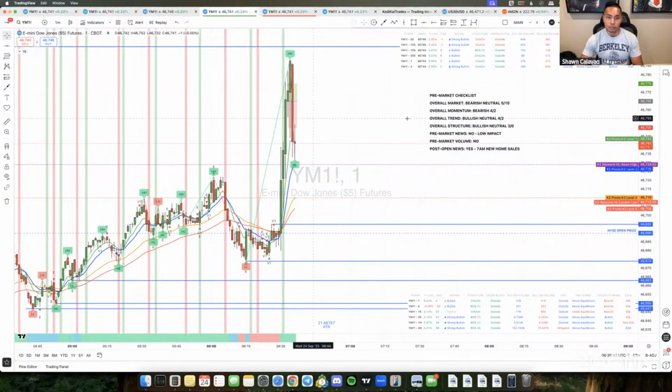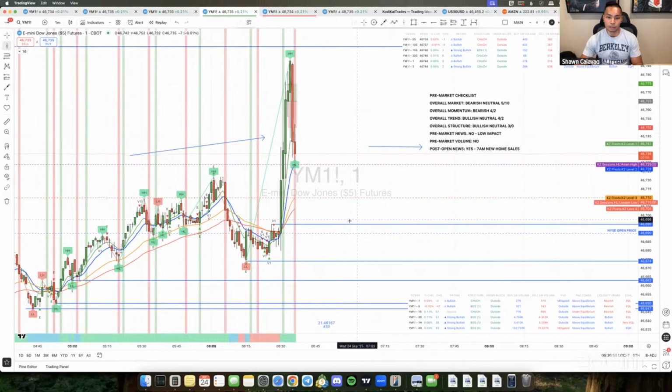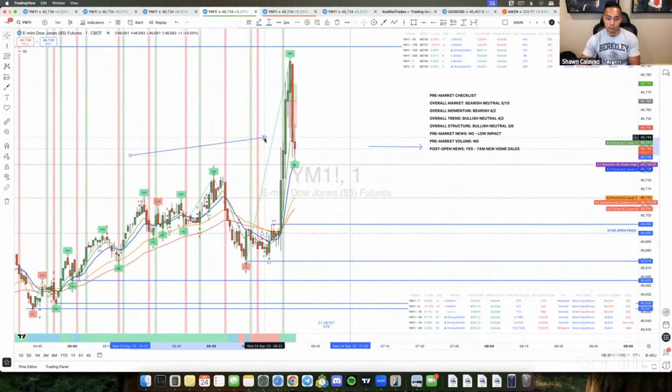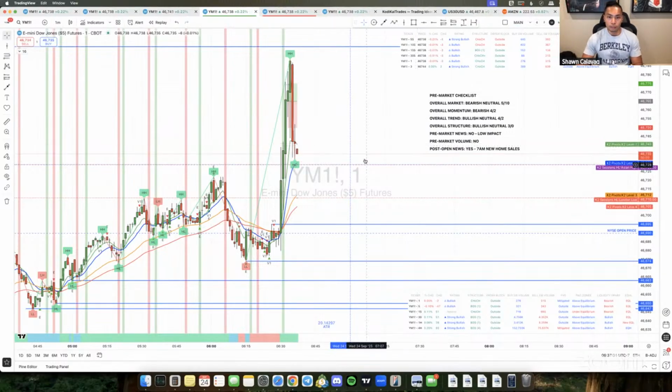So this is what kind of threw me off a little bit, this huge volatility spike on open. I was expecting this to be a little slower because there was no pre-market news. There is post-market news though. So we have some high impact news coming up at 7 o'clock, the housing data. So what we might get here is price may start to flatten out closer to 7 o'clock, and then we might get a big spike once we hit that point.